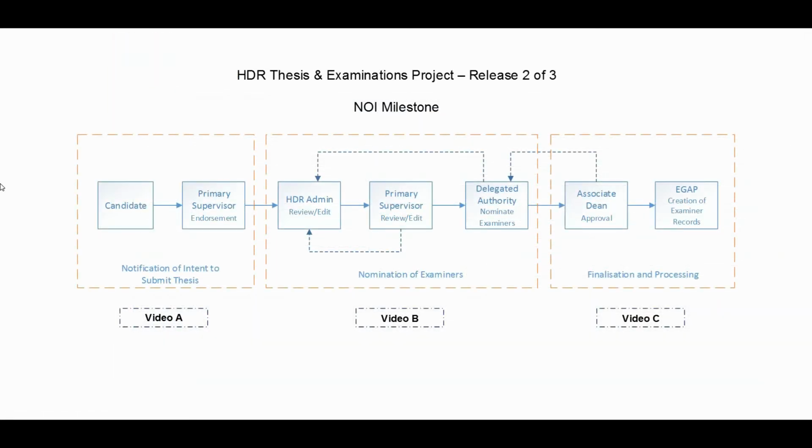These nominations are finalized by the delegated authority and sent to the Associate Dean for approval. This part of the process is designed to be flexible, and each eForm state may be passed on to the next state or sent back to a previous state for amendment.